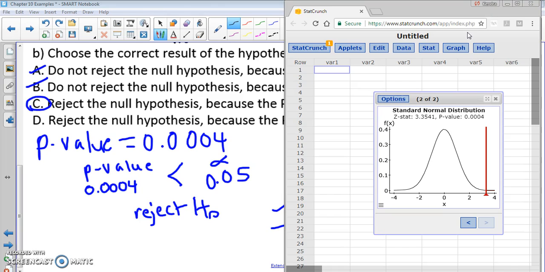So you want a value more extreme. When that value is unusual, then anything bigger than that would also be unusual. So we're unlikely to get that sample proportion. Therefore, the result is statistically significant, and we would reject that null hypothesis. So that's what we're doing here.